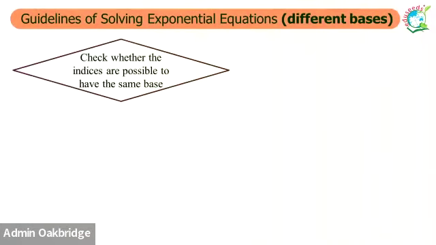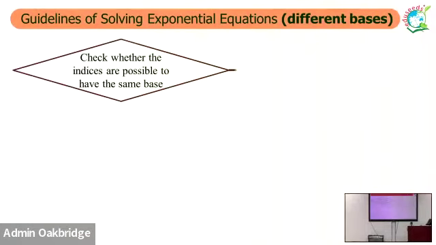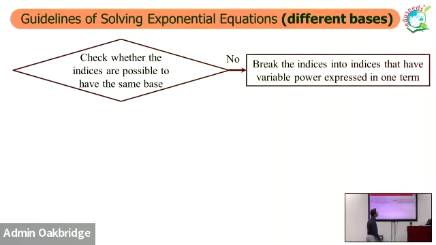Okay, let's see. This is for the case if they are not possible to have the same base. Sometimes it's not possible to have the same base, okay? Then what should you do? Break the indices that have the variable power expressed in one term. What does it mean? I think I will show you. Okay, the keyword here: break the indices.